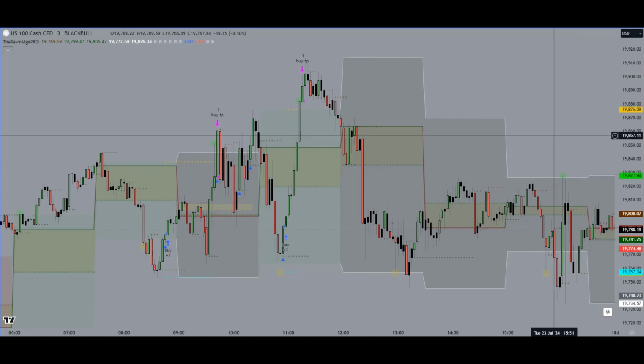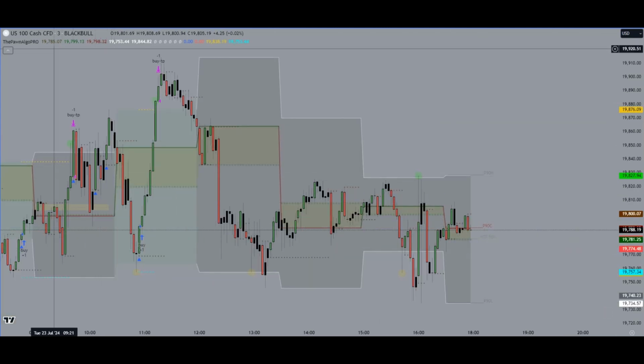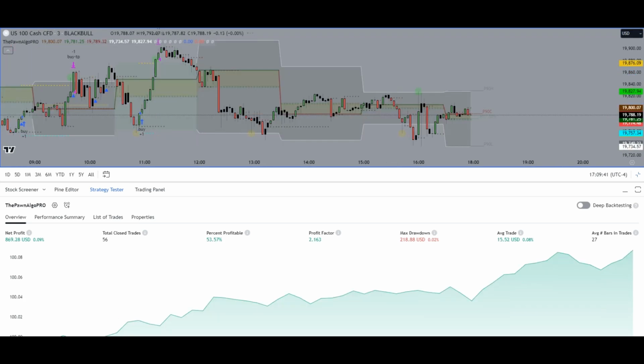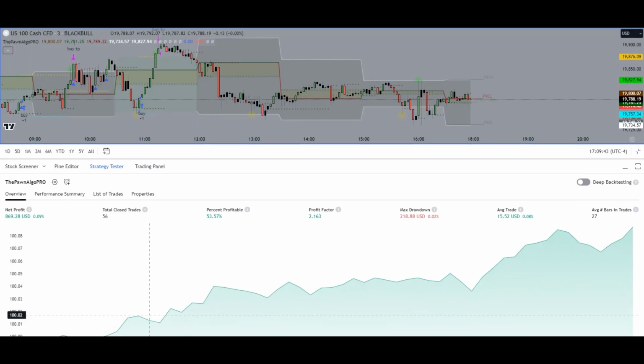The next secret combination, and last for the Nasdaq, is the 90 minutes as the higher time frame paired with the 3 minutes on the lower time frame. It gives the following results: 53% with a 2.1 profit factor. Again, a green mountain increasing.